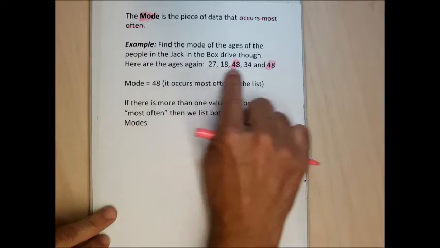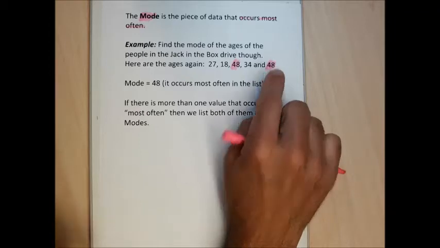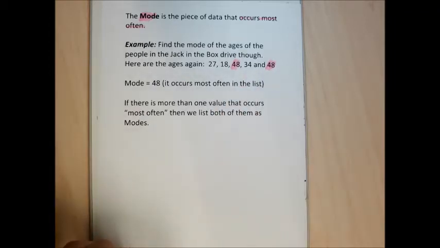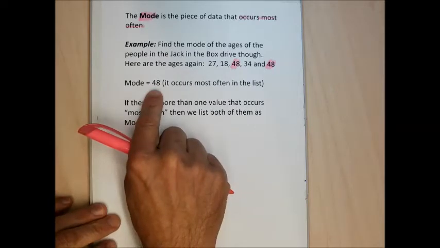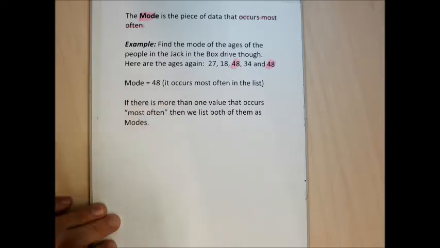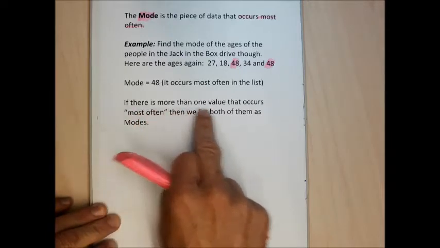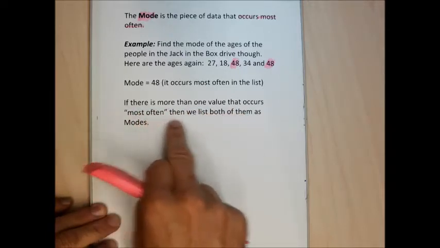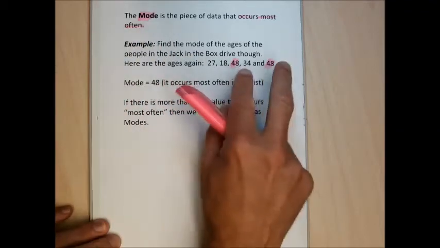If everybody's age was different, I'd say there was no mode. However, sometimes we'll take the time to write 2 or 3 modes when we're asked to find the mode. I'll talk about that in a second. So if there is more than one value that occurs most often, then we'll list both of them as the modes. I'll show that in a little bit. But mode just means most often.